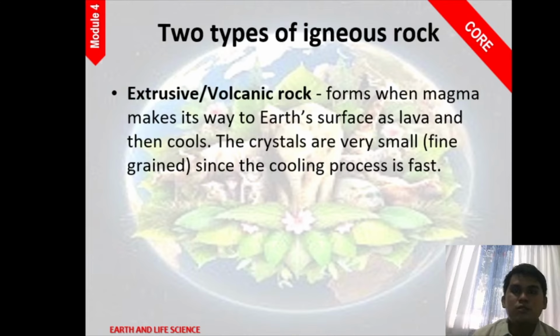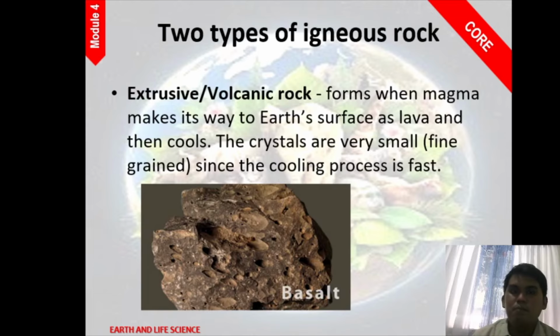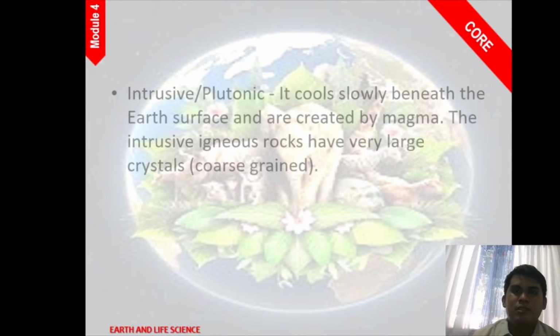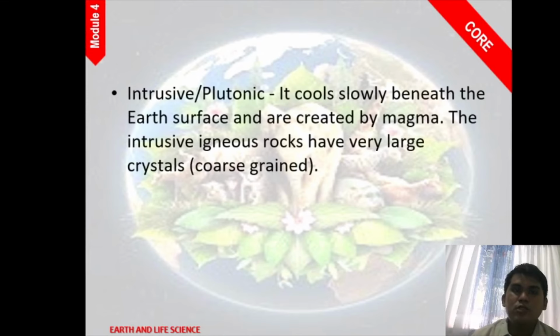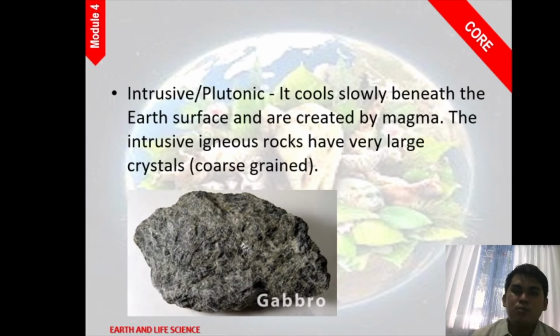The crystals are very small, fine-grained, since the cooling process is fast. So one example of an extrusive or volcanic rock is basalt. The second one is what they call the intrusive or the plutonic igneous rock. It cools slowly beneath the Earth's surface and is created by magma. The intrusive igneous rocks have very large crystals or coarse-grained. One example is called a gabbro.